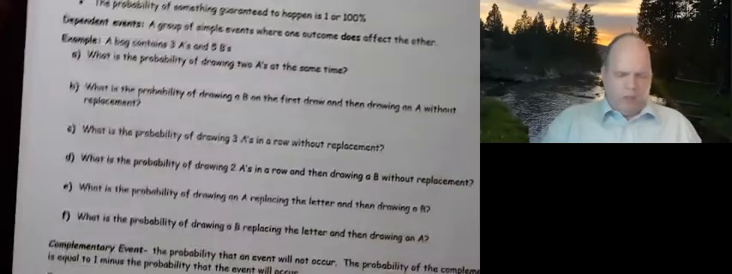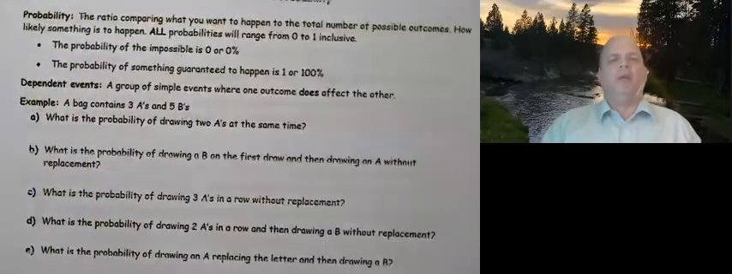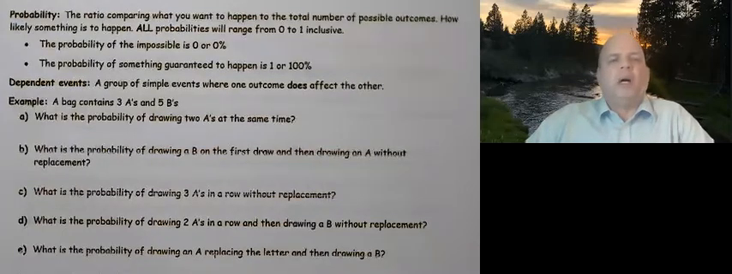Okay, we're on page 74 of the notes packet, and we're continuing on with basic probability. We've been working with completely independent events. Now we're moving to something that's dependent. So once again, the probability of the impossible is 0 or 0%, and the probability that it's guaranteed to happen is 1 or 100%. All probabilities range from 0 to 1 inclusive.